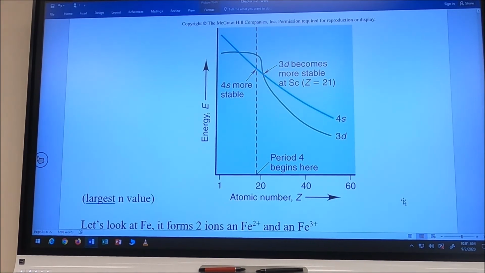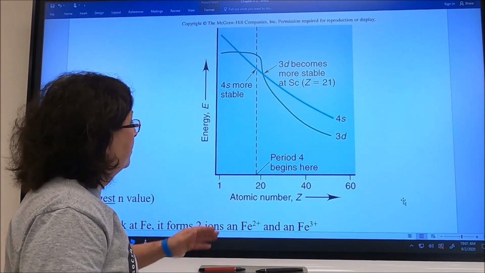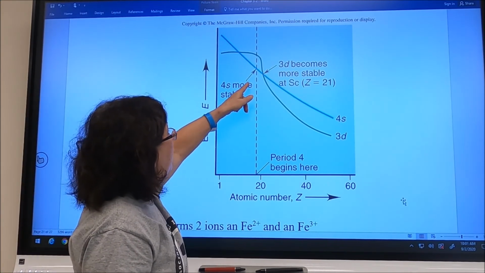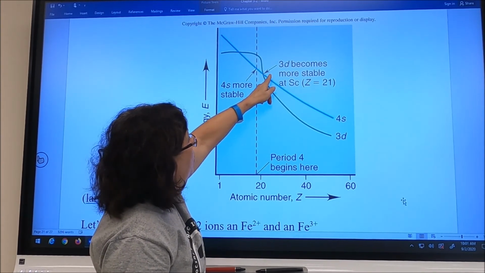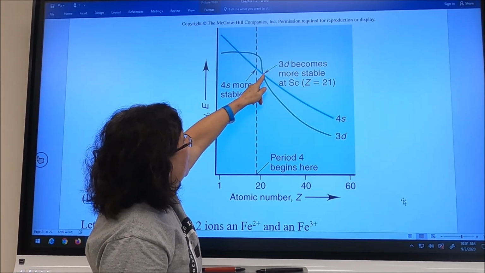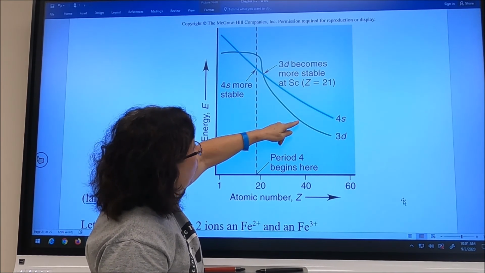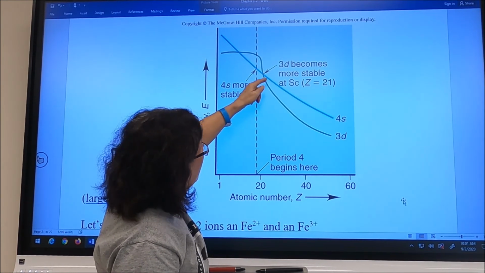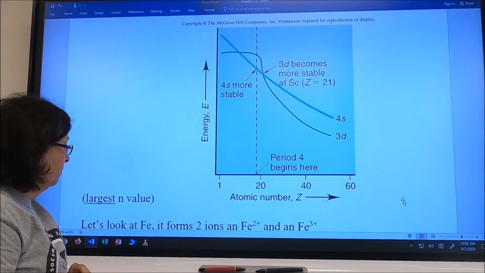Now, let's look at this chart. Okay? Right here, this dotted line, that's the 4th period. So 4s is more stable. But notice when I get over to here where the 3d comes in, we start to, with scandium, see that 3d is more stable than 4s. So the s electrons are going to be removed before the d electrons.